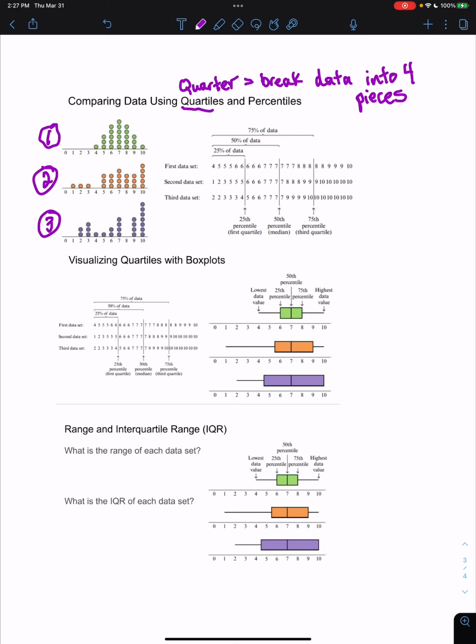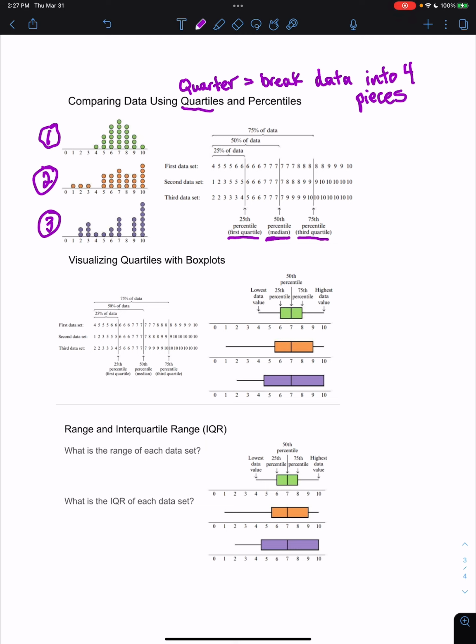And the way we're going to do this is by ordering them just like we did when we found the median. And by the way, the median, notice, is going to be one of our quartiles. It's the 50th percentile is the median. And then we're going to have 2 other quartiles, one that represents the 25th percentile and one that represents the 75th percentile. Now, how do we do that? Well, again, what I said is we're going to order all of our data.